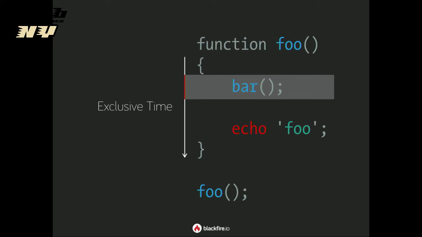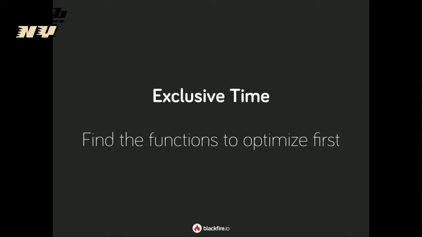And then we also need to talk about the exclusive time of a function call, which is the inclusive time minus all the time it takes for PHP to execute all the children, right? So it's just about the code executed by the function. And this one is really interesting to find the functions that you need to optimize first because by themselves, they consume most of the resources, okay?